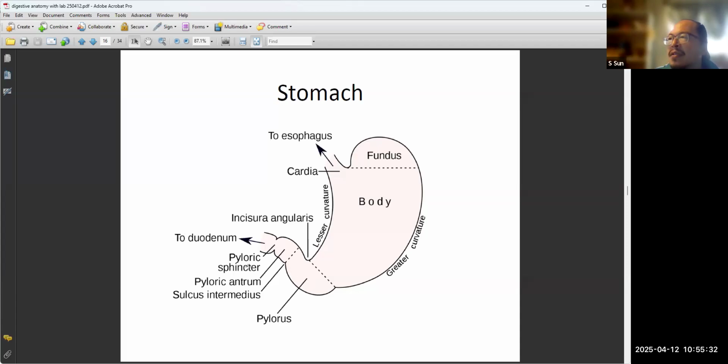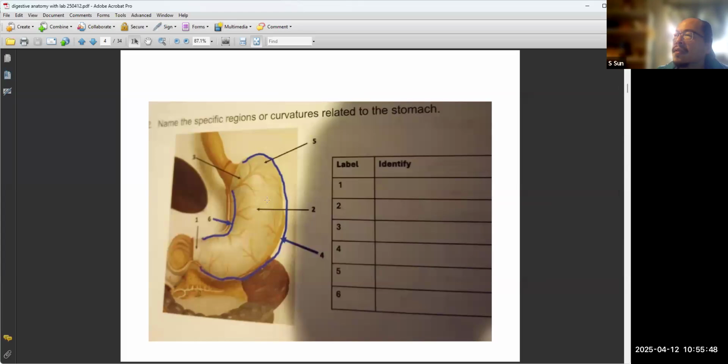When the food is moving down here, it is about to leave. Pylorus. Here is the pyloric sphincter. So that's that. So we have this. Then here it is connected with the esophagus. This one is connected to the duodenum, the small intestine. So have those. We can answer this question. This one is the cardia, lesser curvature, greater curvature, pyloric sphincter. This is the fundus. This is the body. So that's that.